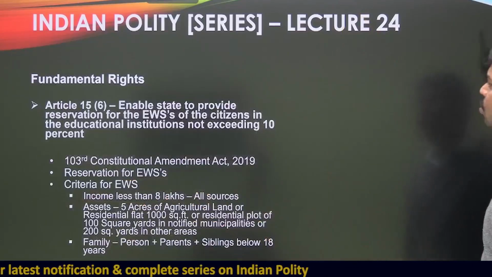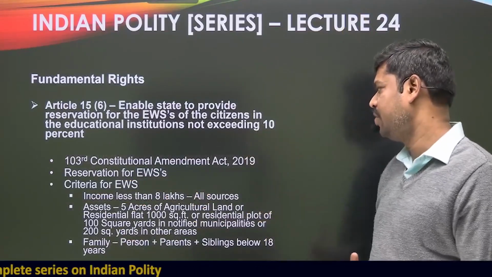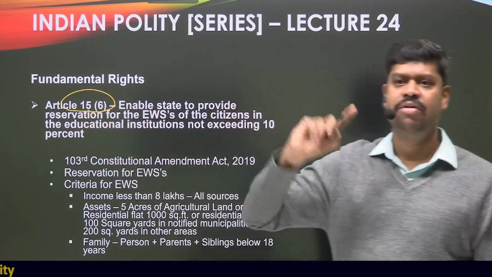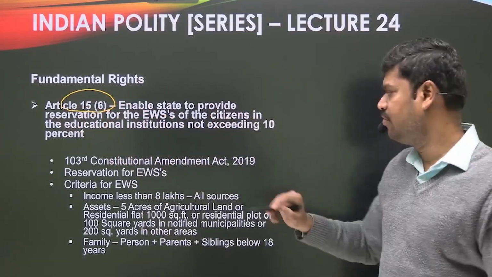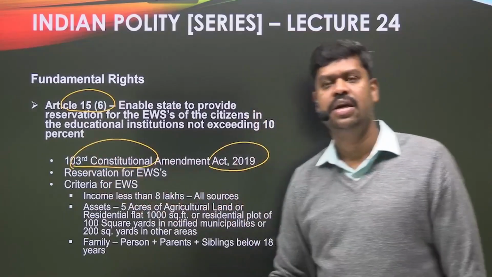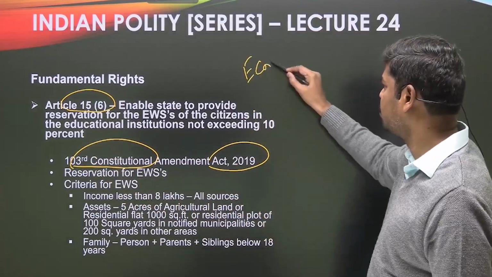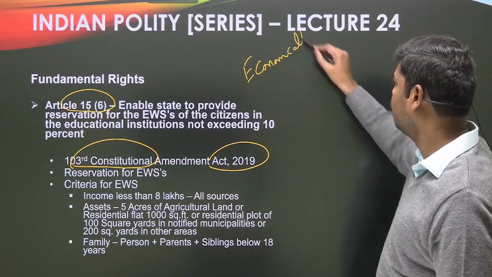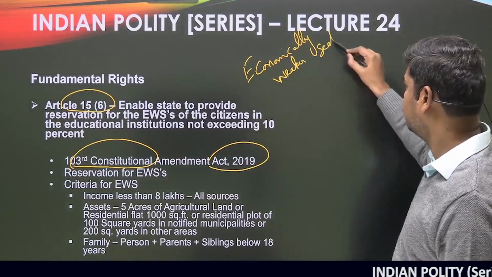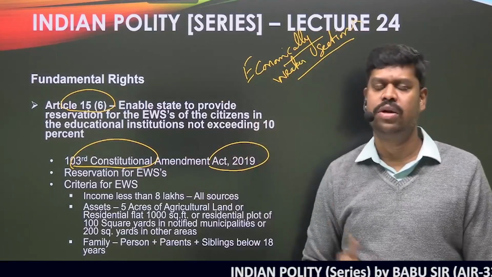But the amendment to Article 15 did not end there, and the latest amendment to Article 15 is what is called Article 15 Clause 6. This Article 15 Clause 6 was inserted into Article 15 by the 103rd Constitutional Amendment Act in the year 2019, which provided for what is called economically weaker sections reservation. I'm sure that most of you might have heard about the economically weaker sections reservation. So the economically weaker sections reservation was allowed by virtue of Article 15 Clause 6. So what is this Article 15 Clause 6?